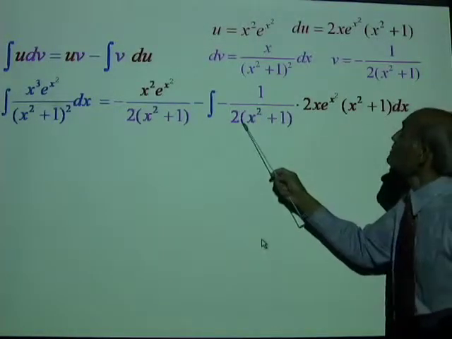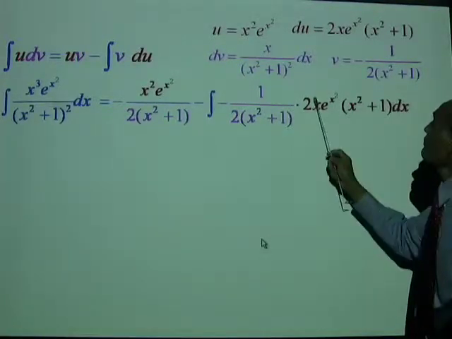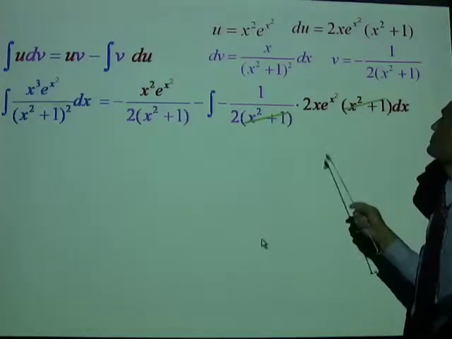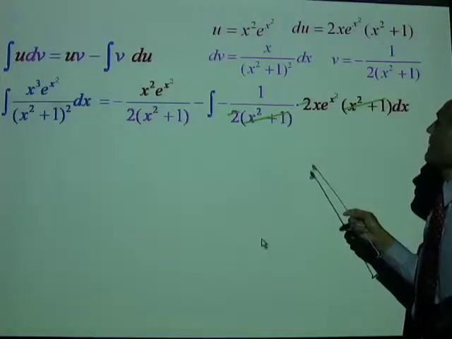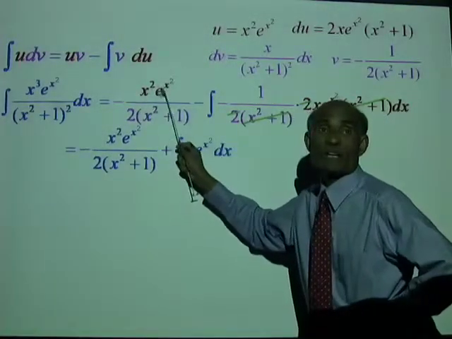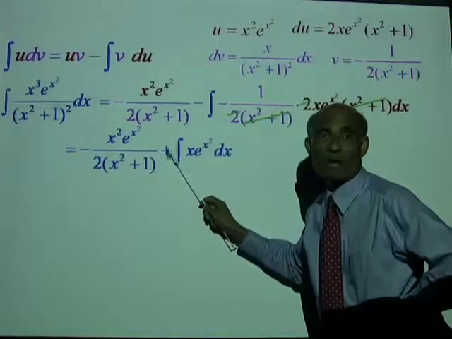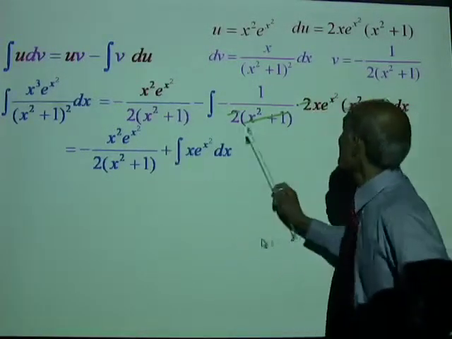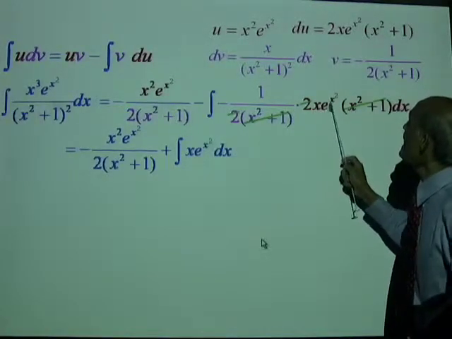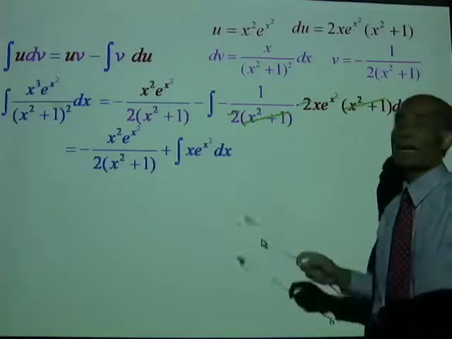Alright. And if you notice here, x squared plus 1, x squared plus 1 will cancel. 2 and 2 will cancel. Let's cancel those. There you go. And therefore in the next step it will be x squared e to the power of x squared over 2 times x squared plus 1 plus integral, what is left here is x e to the power of x squared dx. That's the only thing left over there.